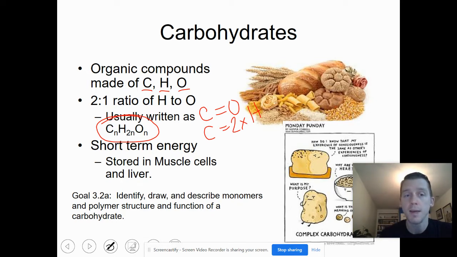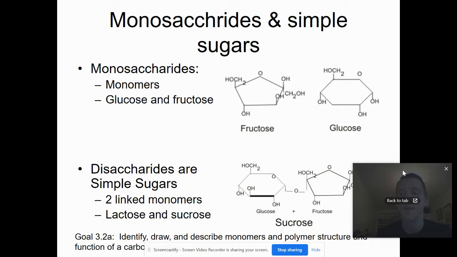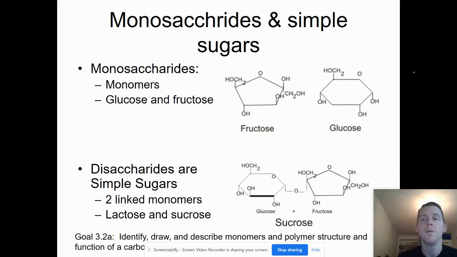Now, carbohydrates are short-term energy, which means it's energy that we store for a short time, but it usually gets used up pretty fast as long as we're using lots of energy. Where might we store carbs? We actually store them in muscle cells and in the liver. All right. So a few other things we need to know about carbs.